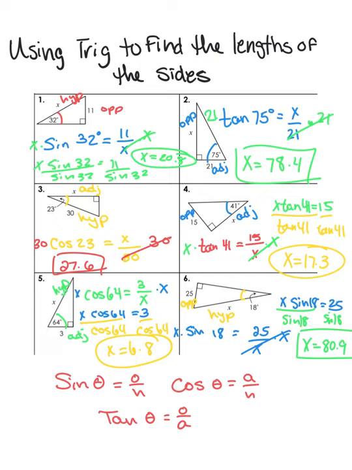And this is how we use sine, cosine, and tangent to find the lengths of the sides of a right triangle.